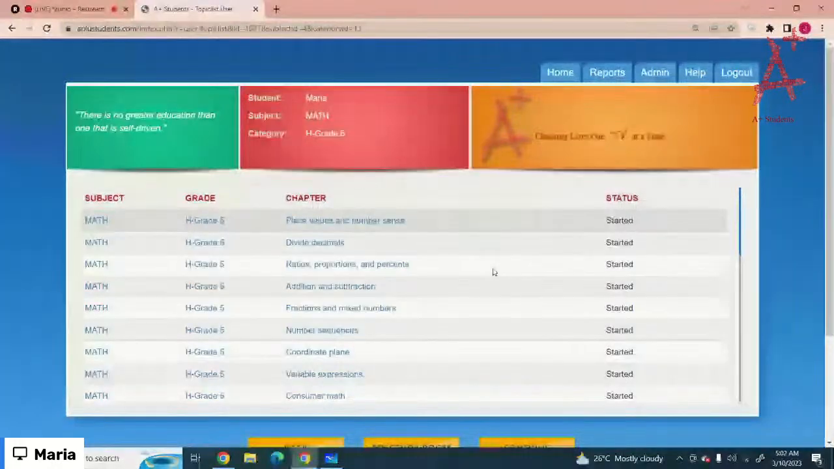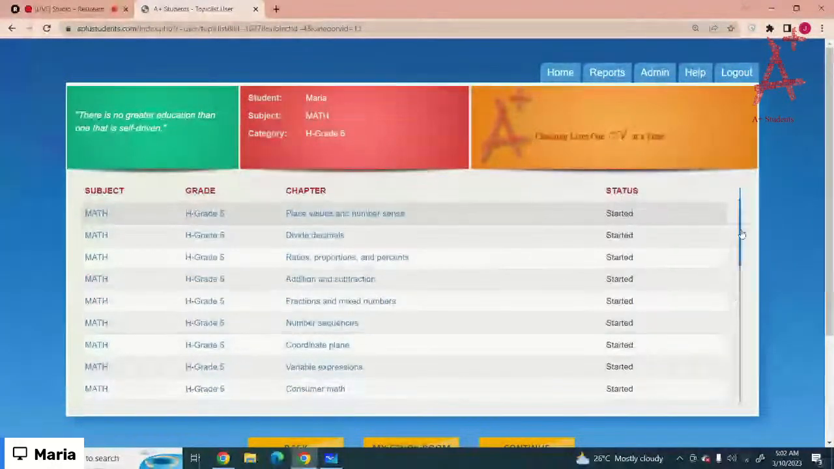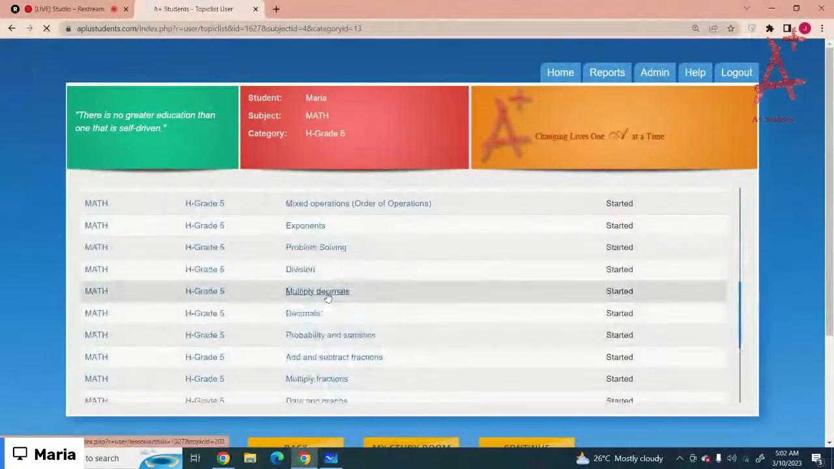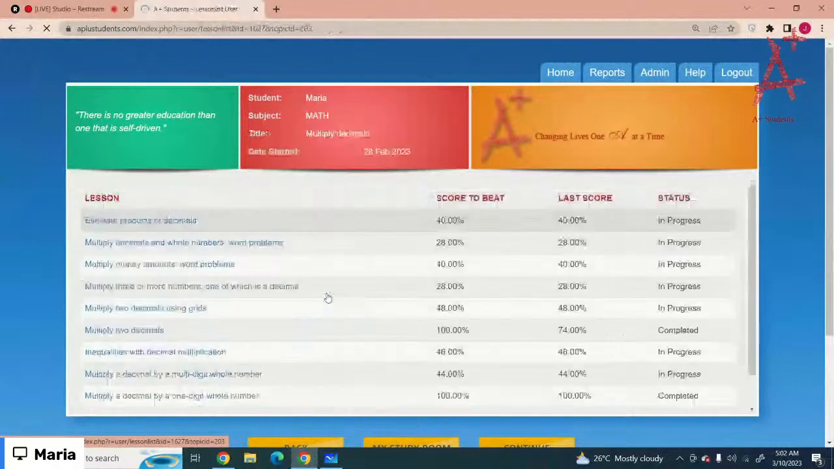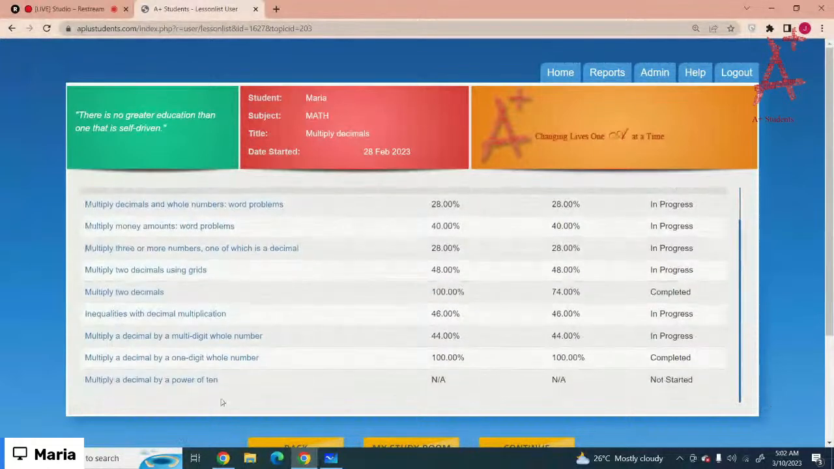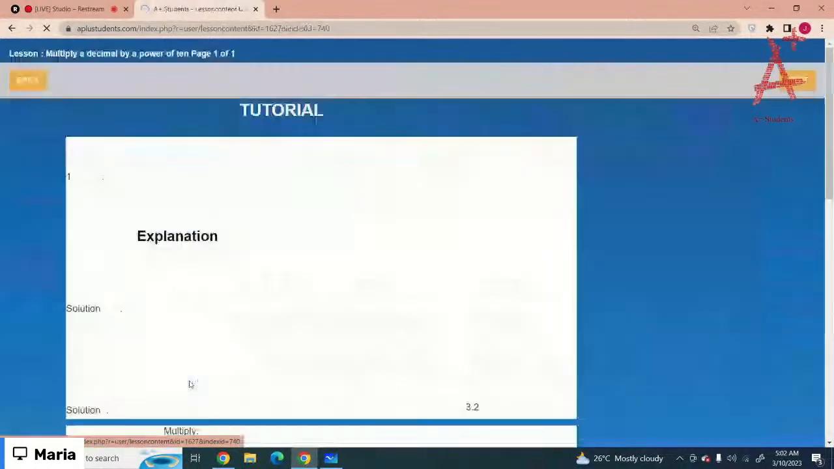Here I'm on grade 5 maths. The chapter I'm going to start with is multiply decimals. And the lesson is multiply a decimal by a power of 10.